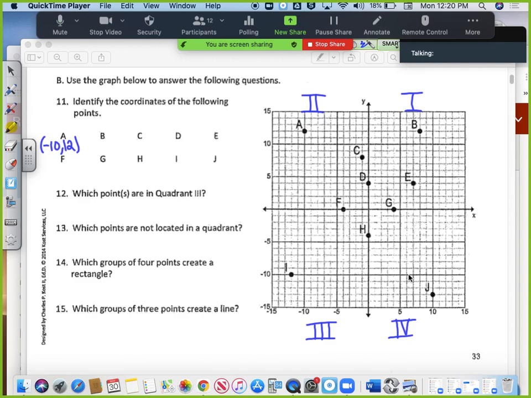So basically, what you're going to do is look at these points and you're going to find out what the ordered pairs would be. Over first, because it's the x number first.